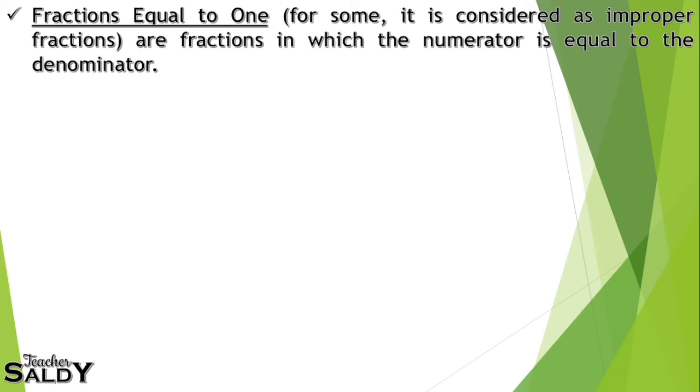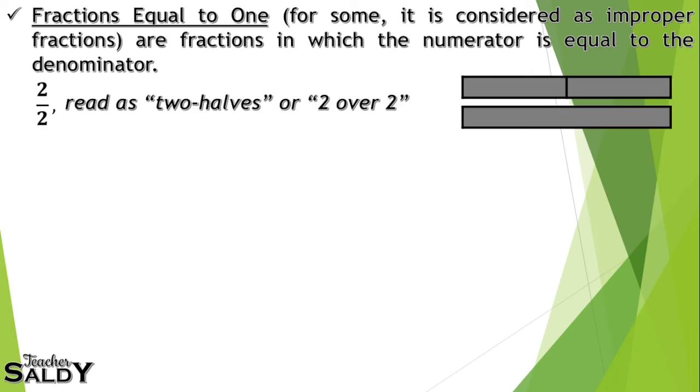And then we have fractions equal to 1. In other references, these are considered improper fractions. These are the fractions in which the numerator is equal to the denominator. Always remember that when the numerator is equal to the denominator, that fraction is equal to 1. Example, 2 over 2, or 2/2.